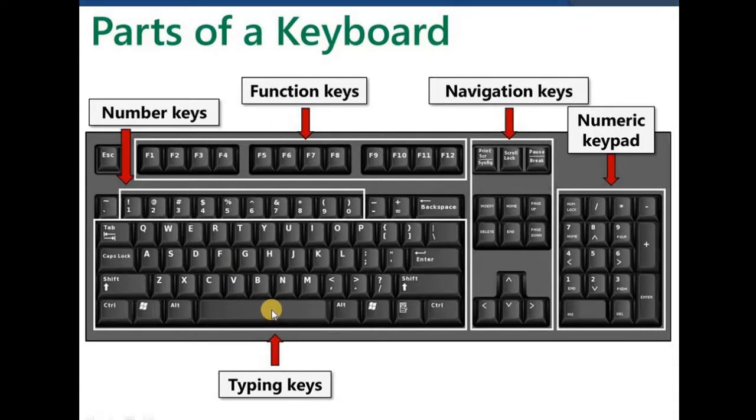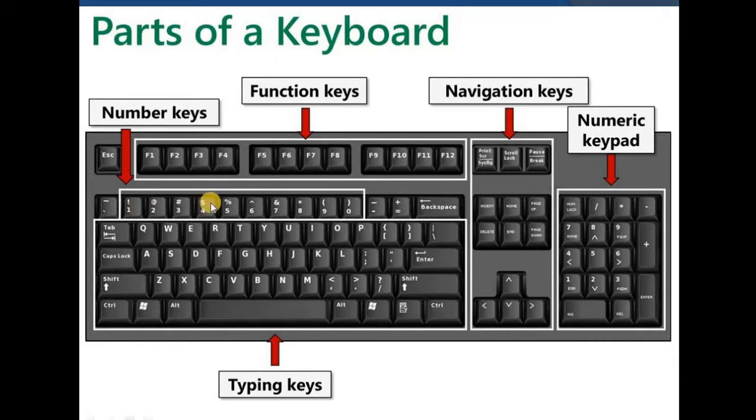Similarly, when you want to take a printout, there is a shortcut button for that. We can use Control P. When you press these two buttons together, the panel for printing automatically opens, and you can take the printout of any document.